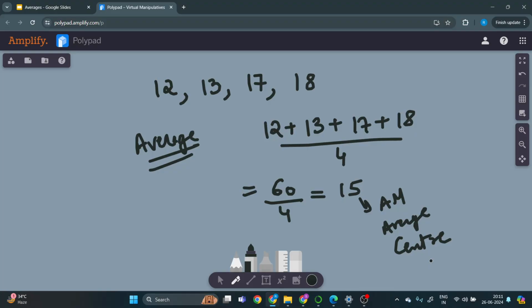Now, what do I mean by the center point or the arithmetic mean? What is the very technical definition of the average? The average is 15. There is nothing to be supposed. Average is 15. It is very crystal clear, right? Now, what is the technical definition of average? It means that if you replace all the numbers by the average, the sum will not be changed.